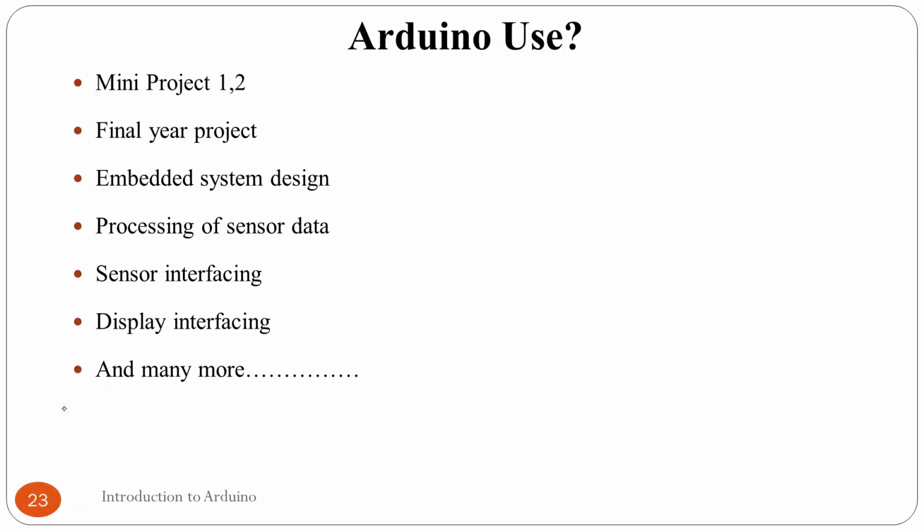Okay, now the next important point is where we can use this Arduino. For designing mini projects for second year, third year or final year students, you can use this Arduino for designing your project. Small projects can be designed using this particular board. For embedded system designing, you can use this Arduino board. For processing of sensor data, you can use this particular board. For sensor interfacing, display interfacing, and there are so many applications related to embedded systems where you can use this Arduino board.